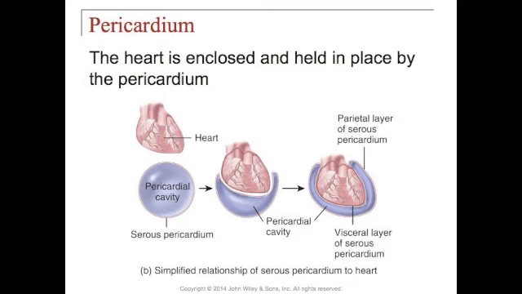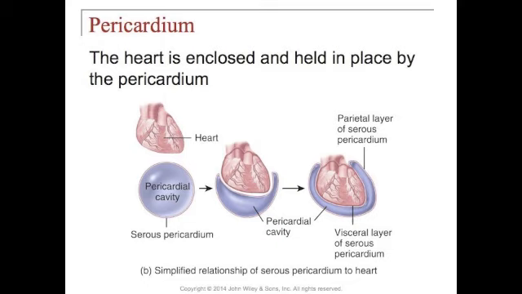Also, we can see the deeper serous pericardium, which is a thinner, more delicate mesothelial membrane that forms a double layer around the heart. The outer parietal layer of the serous pericardium lines the inside of the fibrous pericardium. The inner visceral layer of the serous pericardium, which is also called the epicardium, is one of the layers of the heart wall and adheres tightly to the surface of the heart.